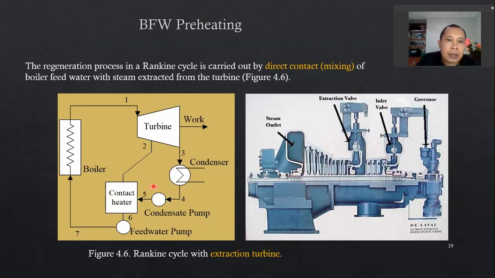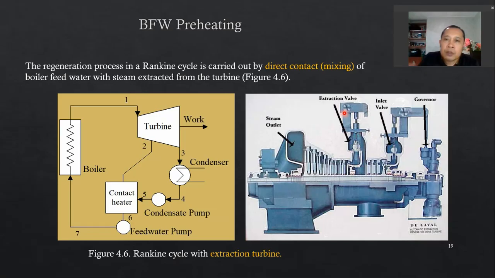Here, what you do is preheat the boiler feed water by extracting a small amount of steam, and that can be done very easily. It's called an extractive turbine. So you have an outlet line built between the expansion stages of the turbine, through which you can extract some of the steam from the turbine.